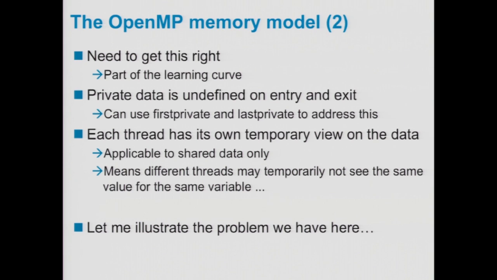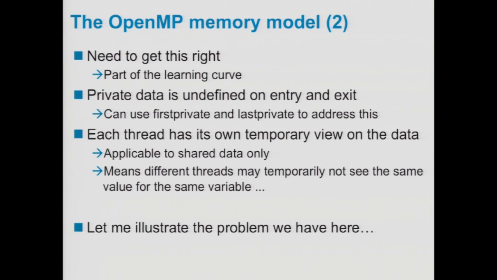Private data is one of those places where there were differences in how it's implemented, which is why it's officially defined as: private data is undefined both on entry and exit to the particular parallel region. That's part of the memory model. Each thread only has a temporary view of these variables, and if you want it synced up globally, you need to use the flush pragma.